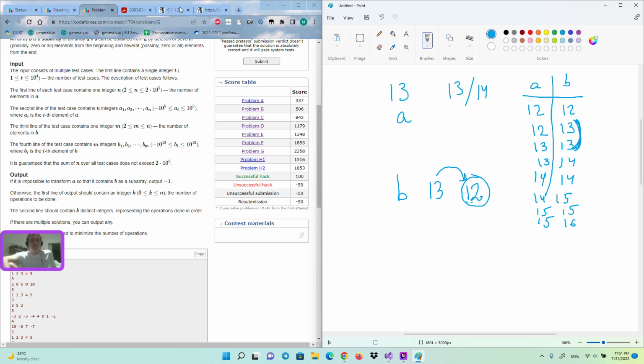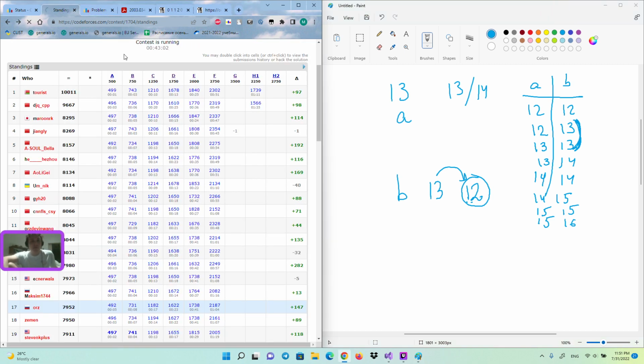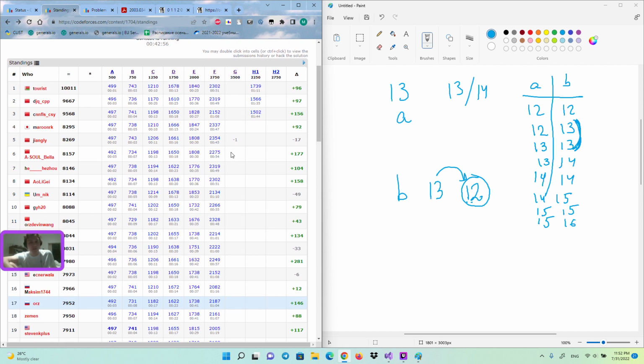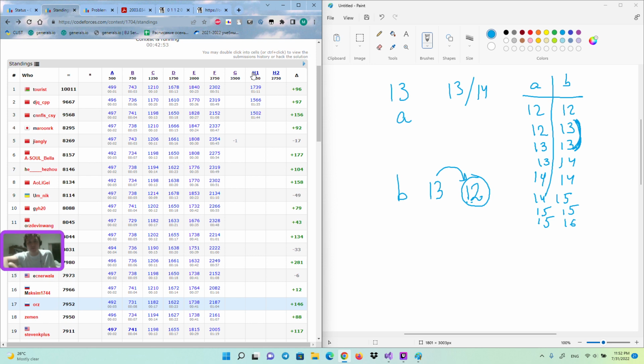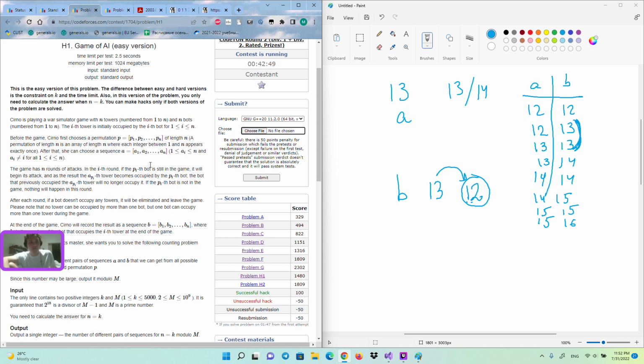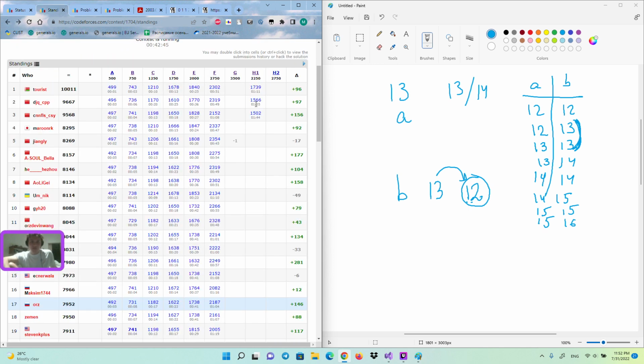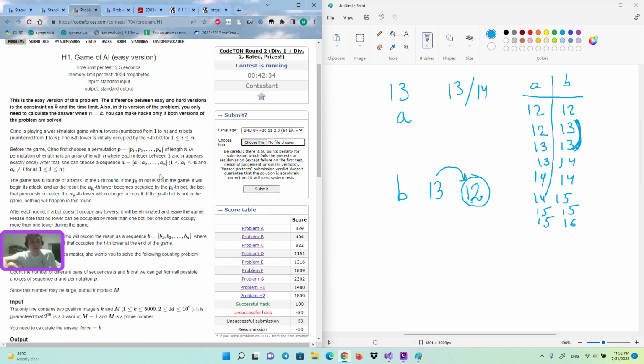So, as you may guess, the problem G is extremely hard. Nobody solved it. That means that maybe we shouldn't be naughty and we should just look at H1 and maybe solve it too. Okay? As you saw, this problem with these constraints is hard. Maybe we have to solve H1 first.